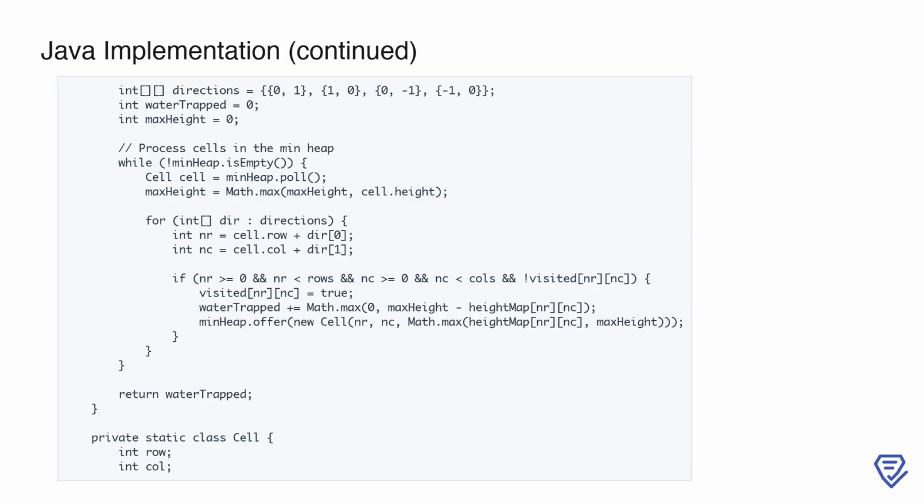This is done by subtracting the neighbor's height from the max height, but only if the result is positive. We then add the neighbor to the heap, using the greater of its own height or the max height. This ensures that the heap always processes cells in the correct order to trap water effectively.